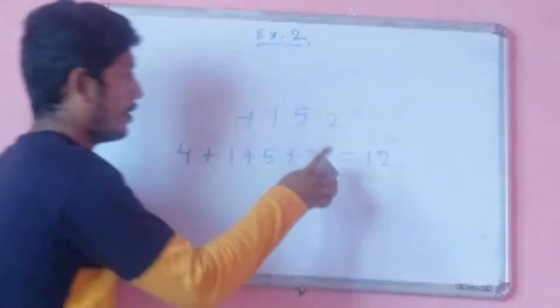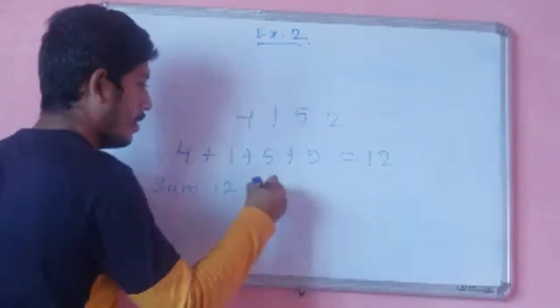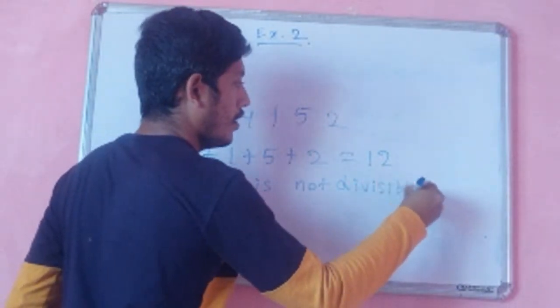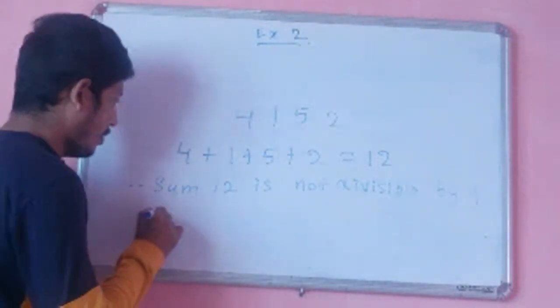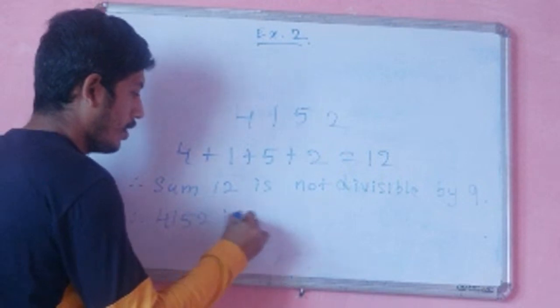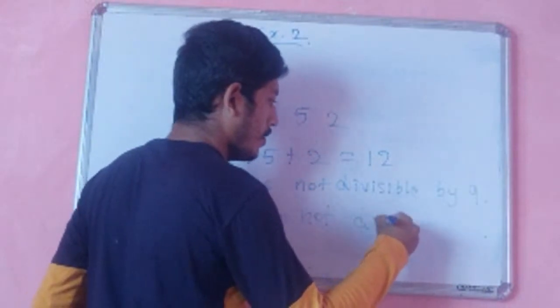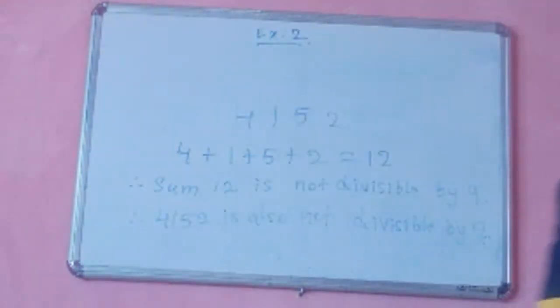The same thing I will consider for 9. So the sum is how much? Again 12. Therefore the sum 12 is not divisible by 9, because 12 is not divisible by 9. So 4152 is also not divisible by 9. So first we have to add all the digit values, and then go for the next process.